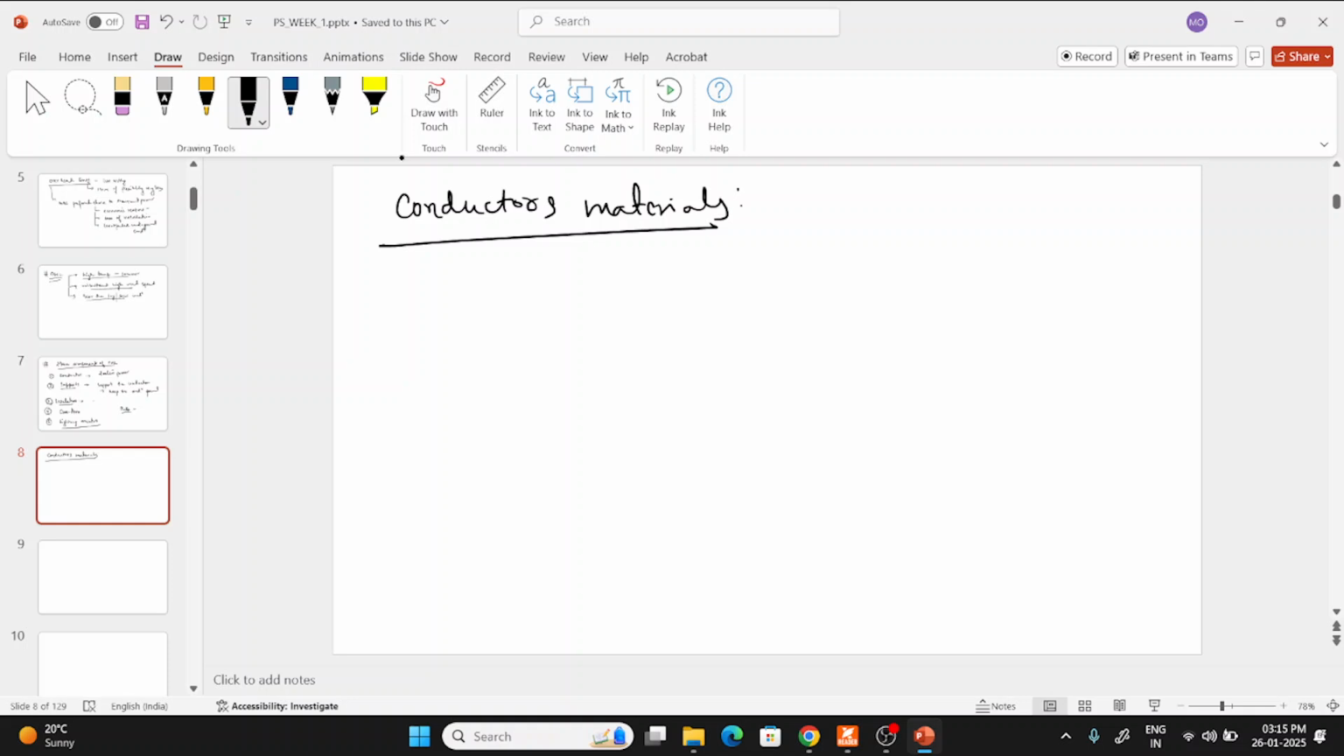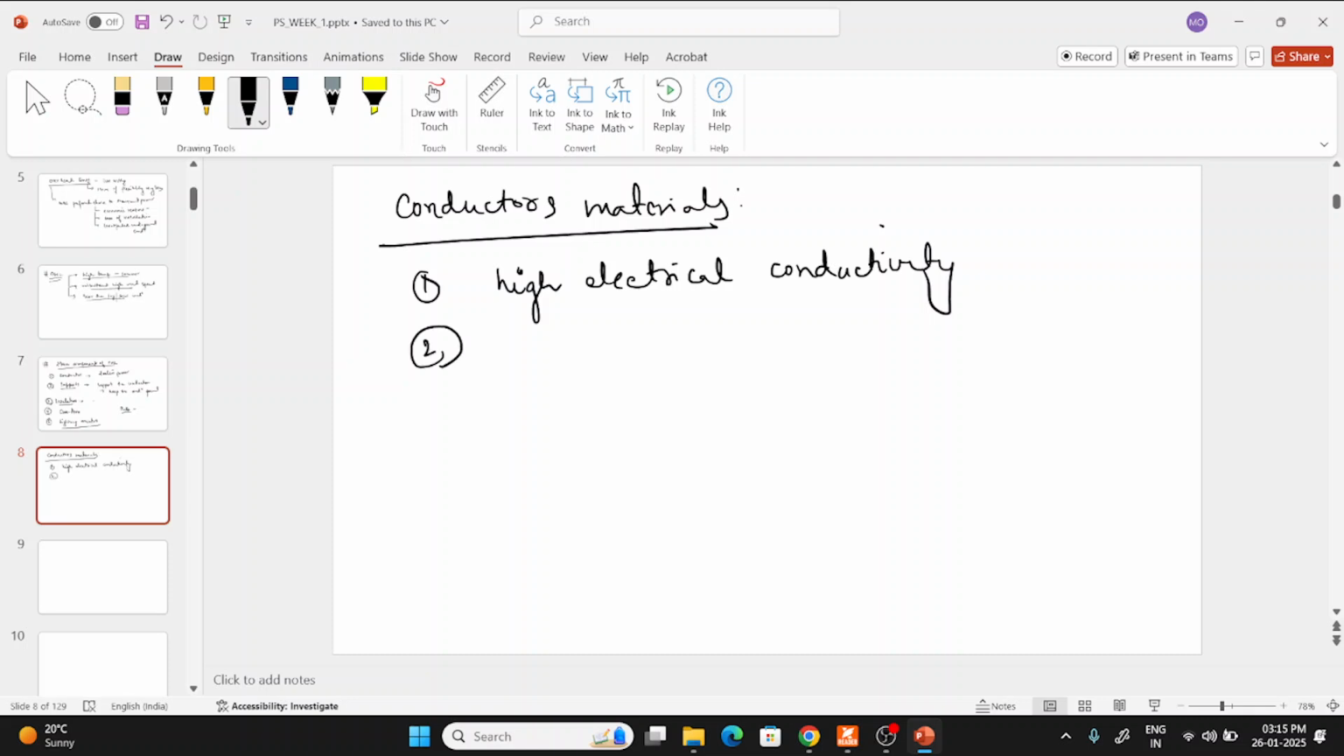Okay, now coming to the conductor materials. Now the conductors which are used for the transmission should have a high electrical conductivity. This is very much important because there will be questions regarding, in your exams or in any interview, what type of conductor material should be used for electric power transmission. So it should have a high electrical conductivity. Okay.